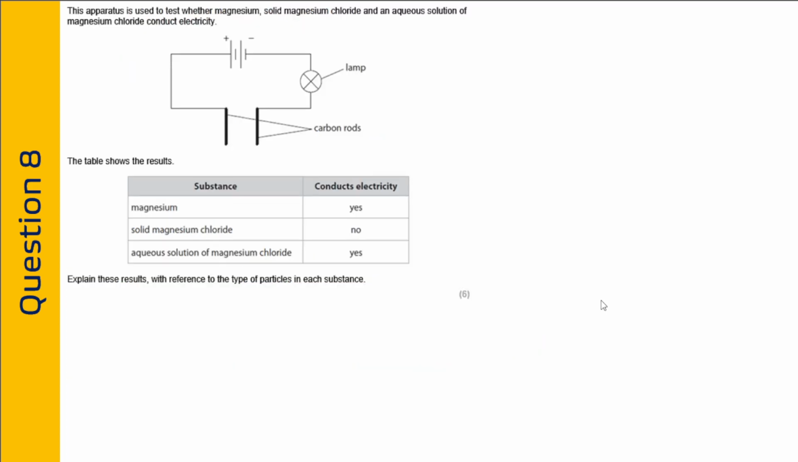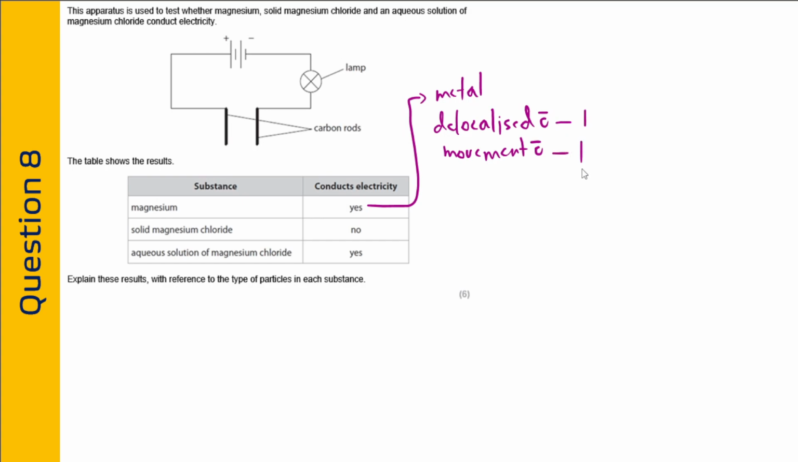Alright, the apparatus is used to test magnesium, magnesium chloride, and an aqueous solution of magnesium chloride. Explain the results with reference to the type of particles. Magnesium is able to conduct electricity. Why? Because it is a metal, and metals have delocalized electrons, and the movement of these electrons allows electricity to flow. So for this you get 1, 1, so you already score 2 marks for magnesium.